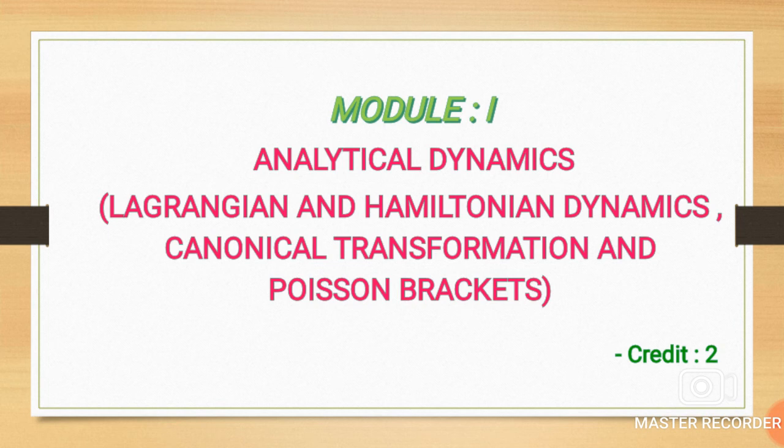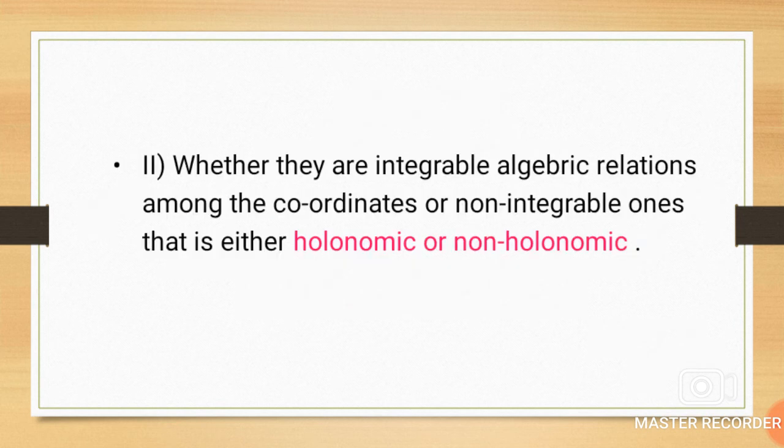In our previous video we discussed what we mean by a constraint, examples of constraints, and the different criteria on which constraints are classified. The first is whether the constraint is time dependent or time independent. There are two types, scleronomic constraint and rheonomic constraint, and these two types we covered in our previous video.